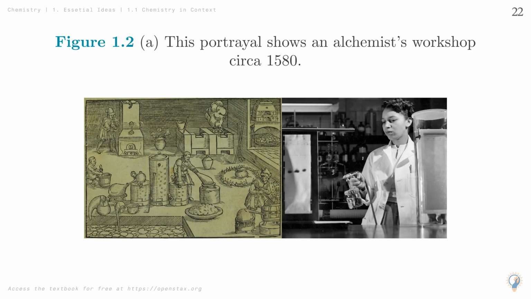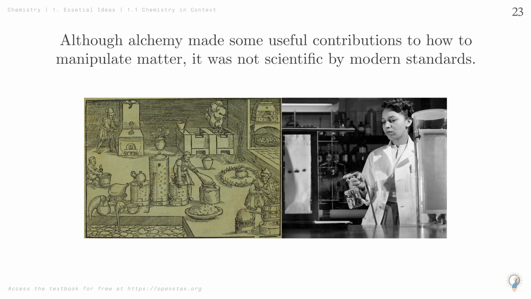Figure 1.2. A. This portrayal shows an alchemist's workshop circa 1580. Although alchemy made some useful contributions to how to manipulate matter, it was not scientific by modern standards.